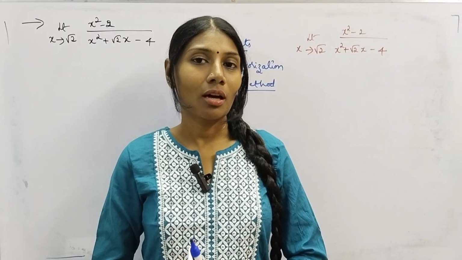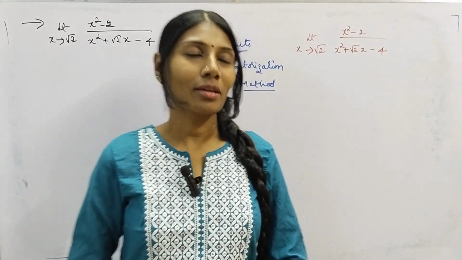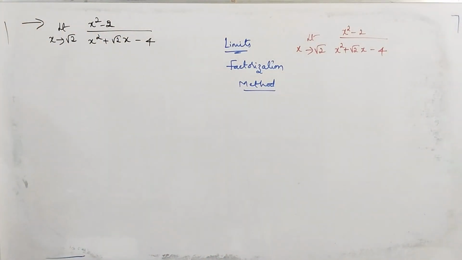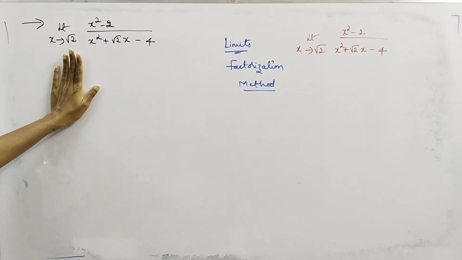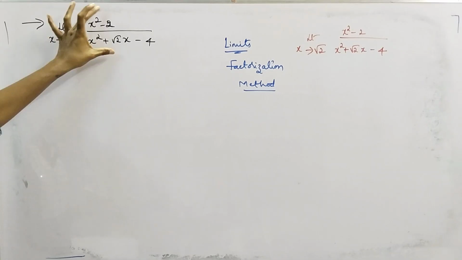In this video we're going to see a problem from limits. So let's get going. Problem. We are asked to find the limit of the expression as x tends to root 2. So first we'll apply the direct substitution method and let's see the limit of this.